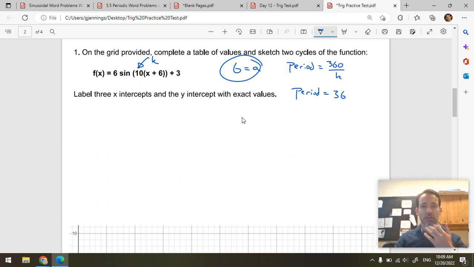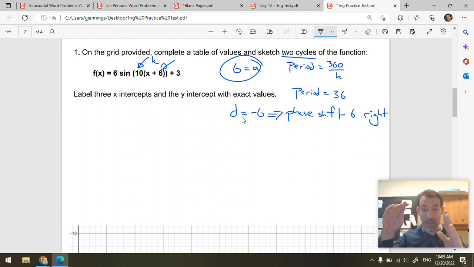We've been asked to sketch two cycles, so we're going to need 36 times 2, which is 72 units. And then what's the 6? The D equals 6, and that means phase shift 6 right. So the whole function is shifted to the right. I'm imagining this moving towards the maximum as it's phase shifting, because I'm already visualizing that my sine wave does this. So if I move it 6 right, maybe that point is going to be my maximum value. And then +3, C is 3. So y equals 3 is my horizontal axis.